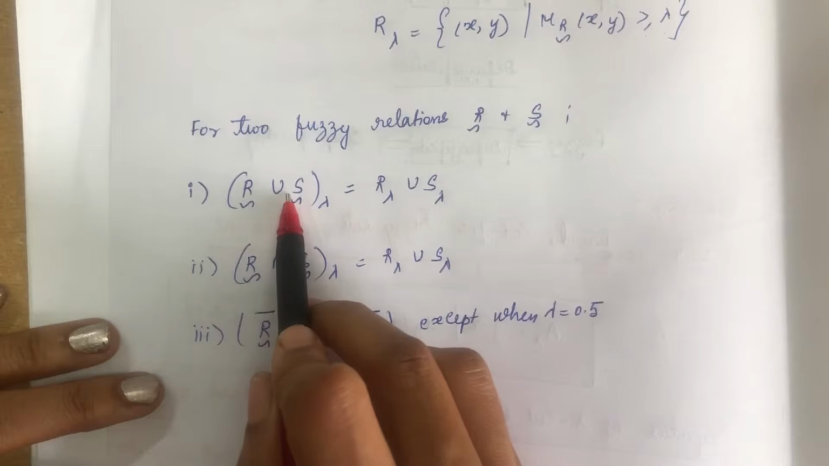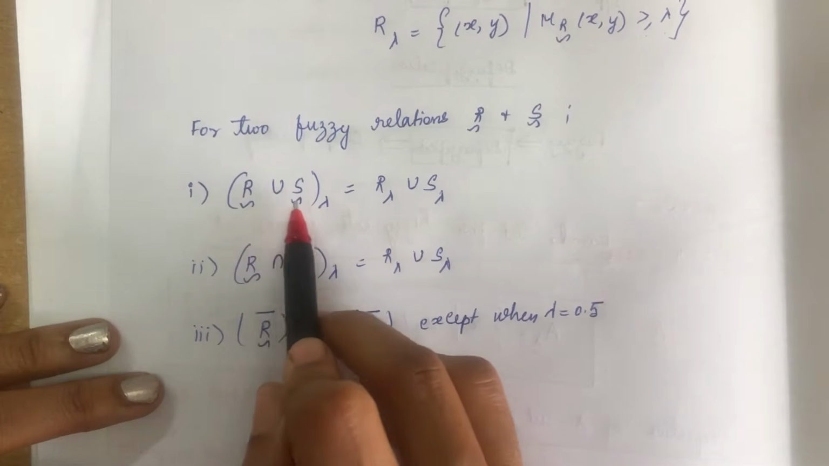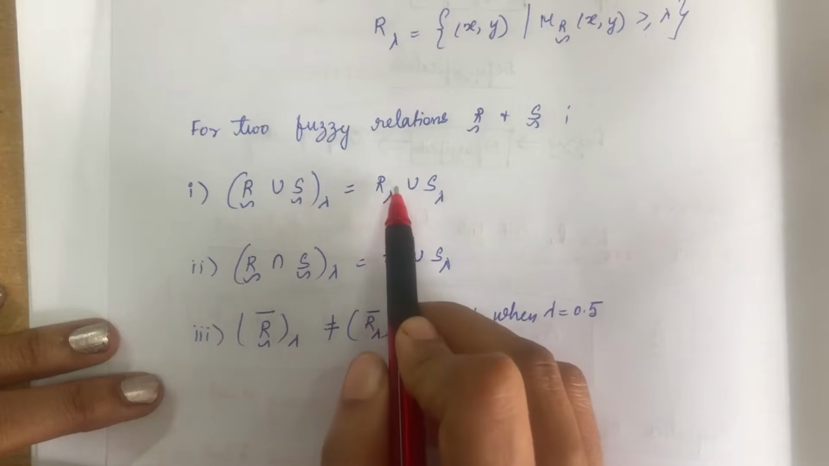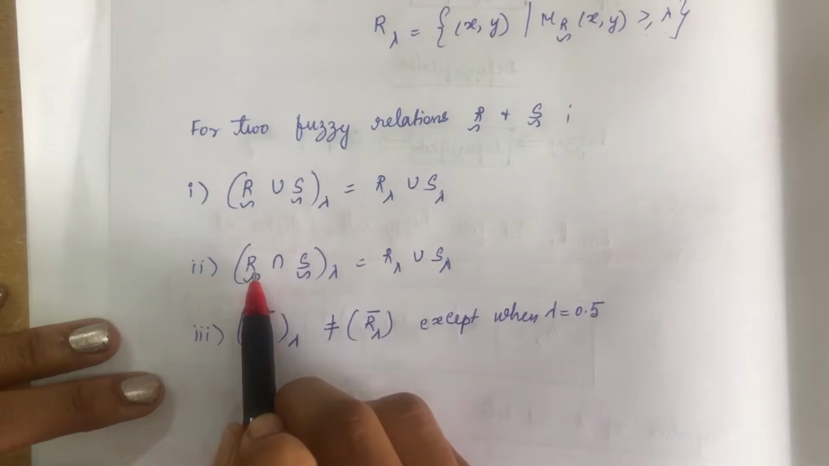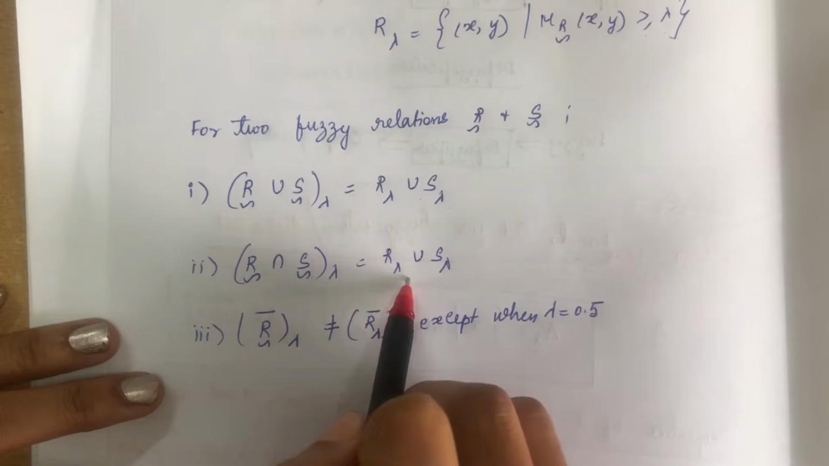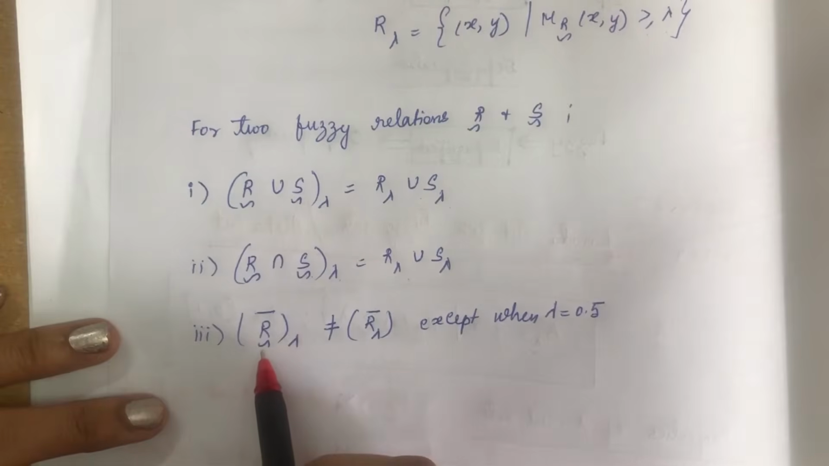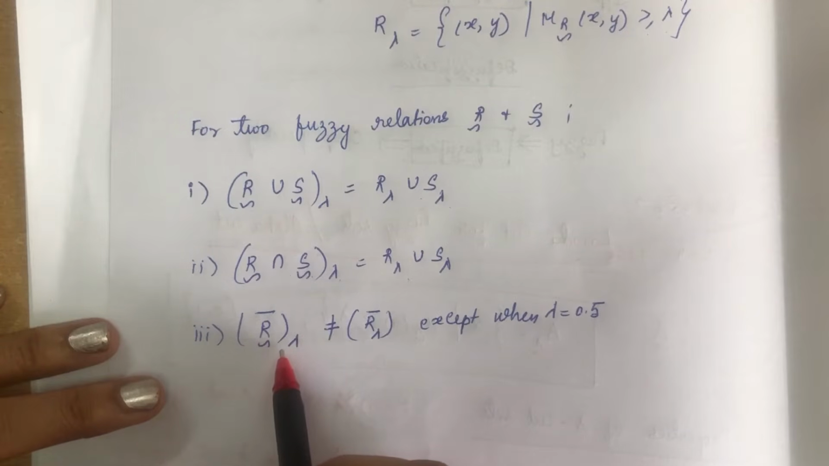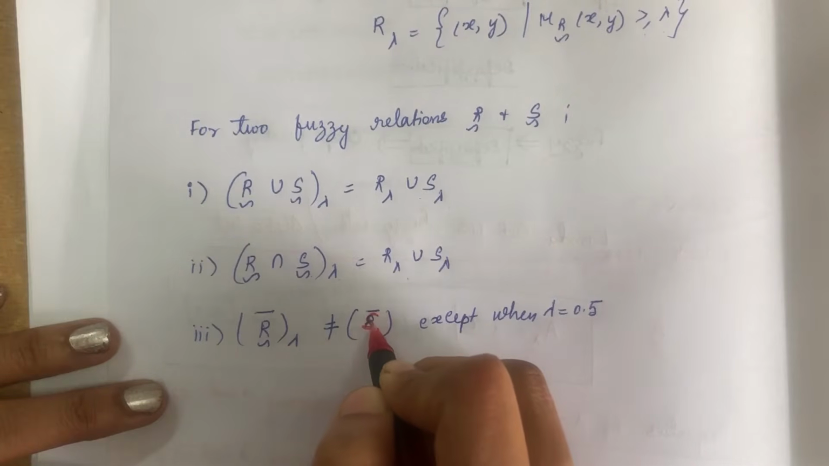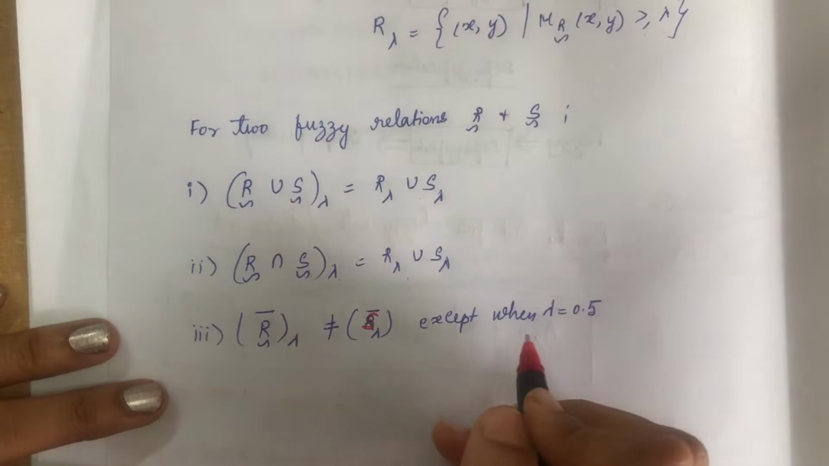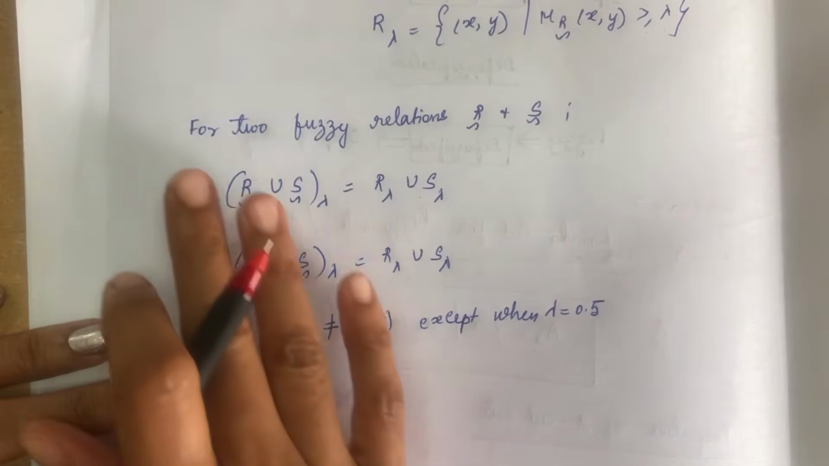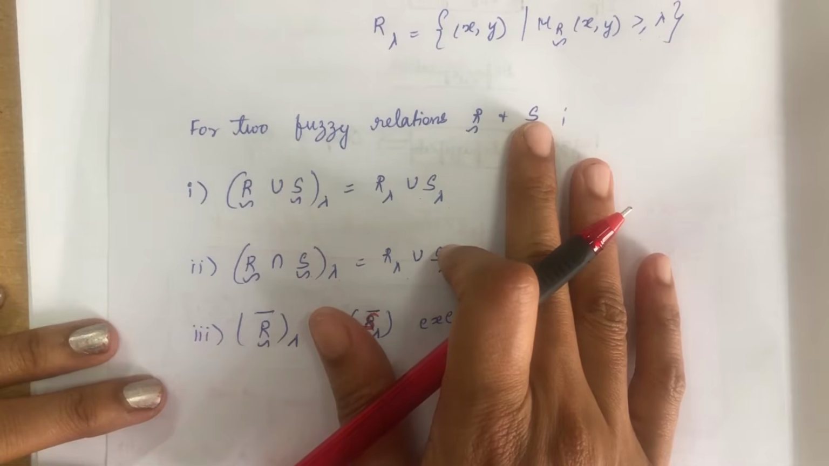So when you have two relations R and S, and you take the union and then the lambda, it will be the same as R lambda union S lambda. Then for R intersection S, the whole lambda will be R lambda intersection S lambda. And this will not work for your complement. So when the lambda value is 0.5, the complement will not be satisfied. These are the properties of your fuzzy relations.